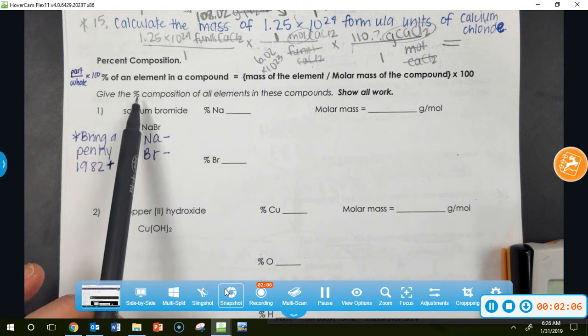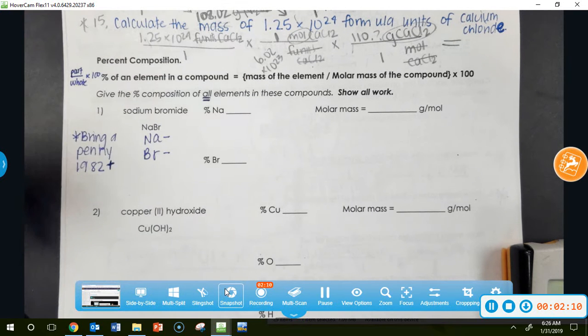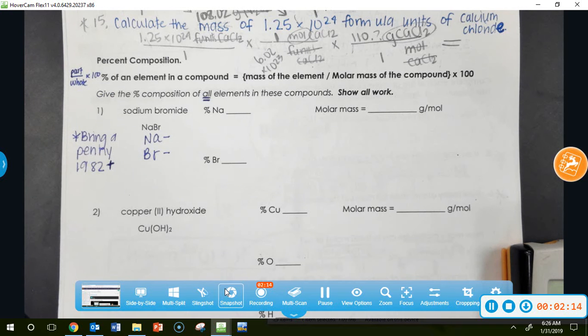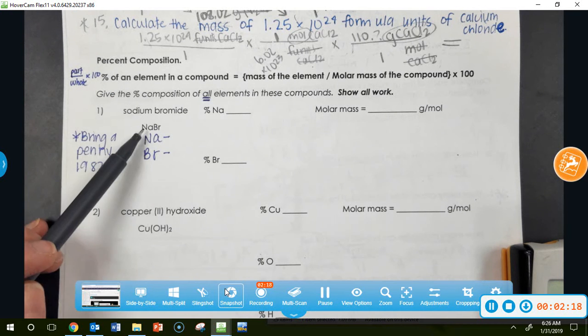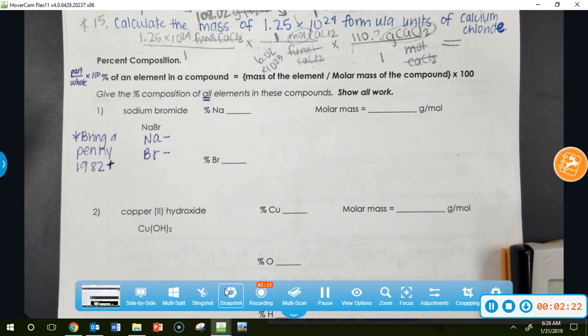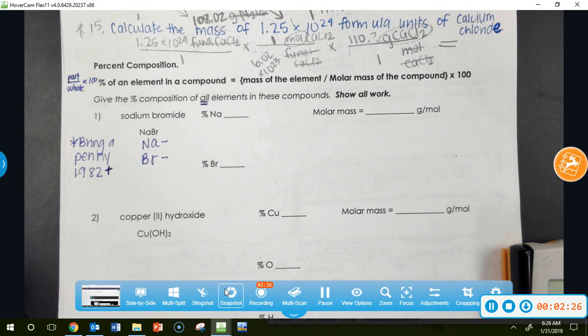So it says give the percent composition of all the elements. Sometimes I might ask just for one of the elements, like just sodium or just bromine. So for sodium bromide, we need to figure out the percent of that compound that's made up of sodium and the percent that's bromine. And it's not 50% sodium and 50% bromine because they weigh different amounts.